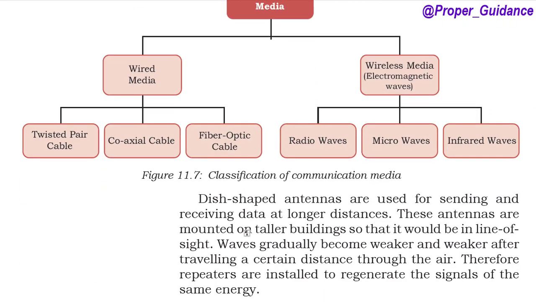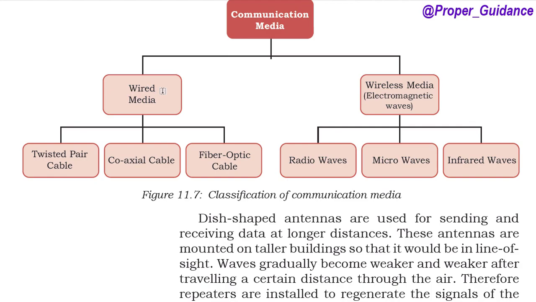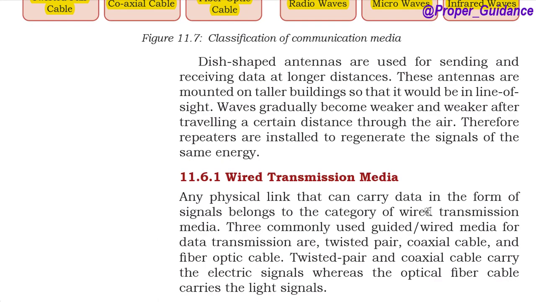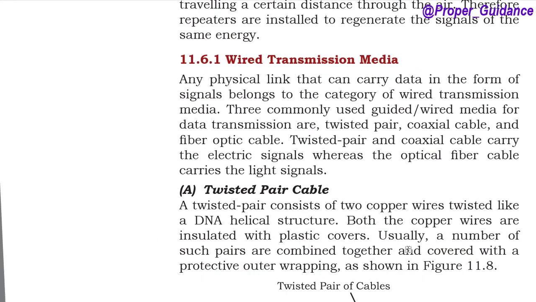Communication media, this is a chart. Look, wired media and wireless media. Wired media: twisted pair cable, coaxial cable, fiber optic cable. This is all about wired media. Wireless media: radio waves, microwaves and infrared waves. Now, there are so many points here. I am just highlighting the main portion. Please go through the entire thing.